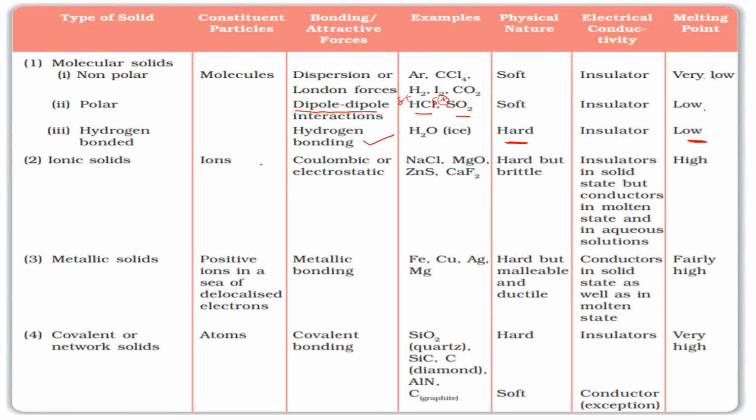Now next we will take ionic solids. Just now we discussed this one. The constituent particles are ions. See, NaCl, Na+ Cl-, Zn2+ S2-, Ca2+ 2F-, Mg2+ O2-. These are constituent particles. Ions are the constituent particles here. Now what type of force is operating? Electrostatic force, otherwise Coulombic force, which is stronger than hydrogen bonding and stronger than dipole-dipole forces.